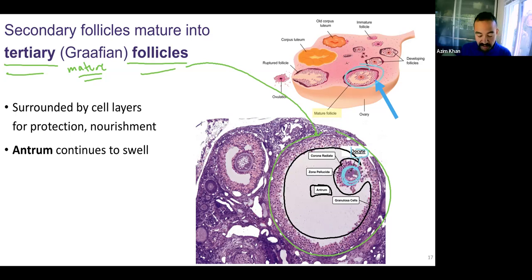You still have granulosa cells, you still have theca cells. It's much bigger. The antrum continues to swell. At this point, the follicle is swelling so much that we're starting to bulge on the edge of the ovary. And this is important. Because the antrum is swelling up so much, it's bulging against the edge of the ovary.